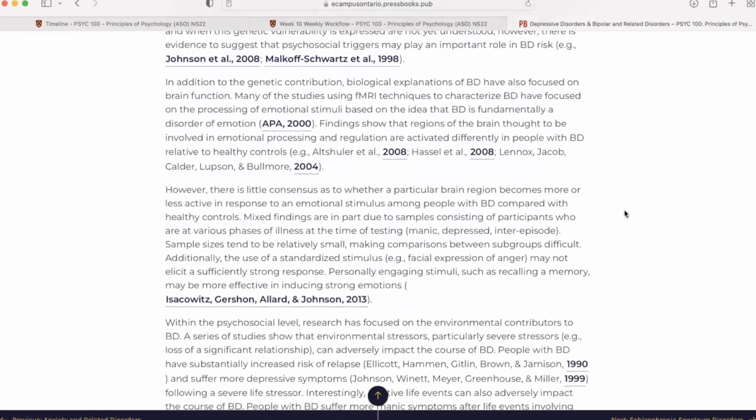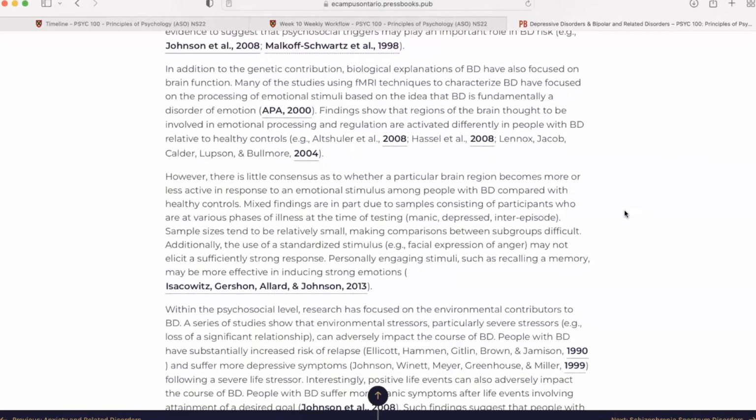In addition to the genetic contribution, biological explanations of BD have also focused on brain function. Many of these studies using fMRI techniques to characterize BD have focused on the processing of emotional stimuli, based on the idea that BD is fundamentally a disorder of emotion.